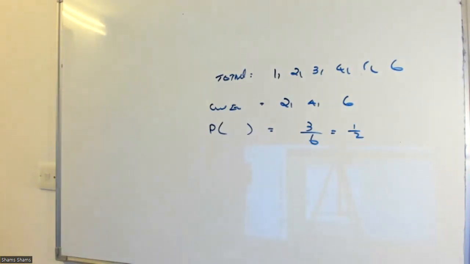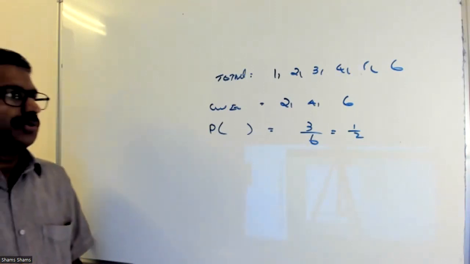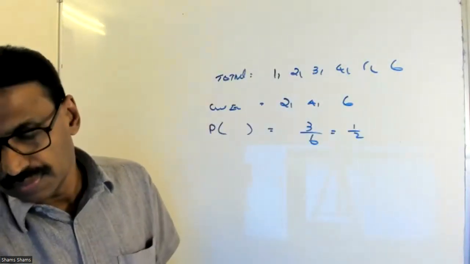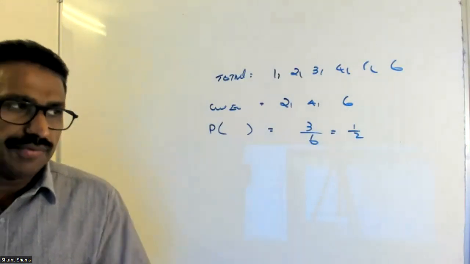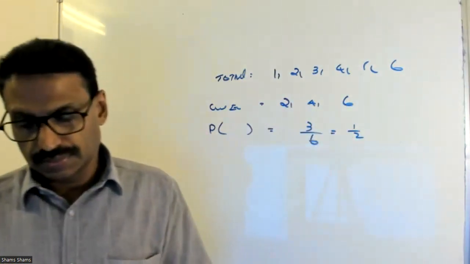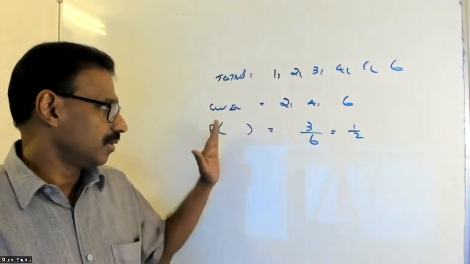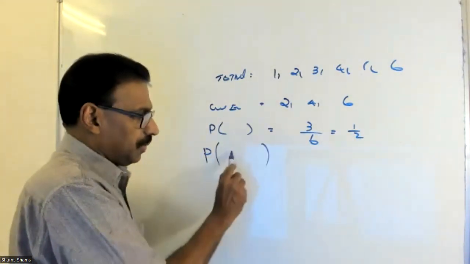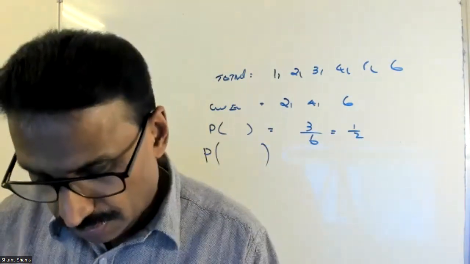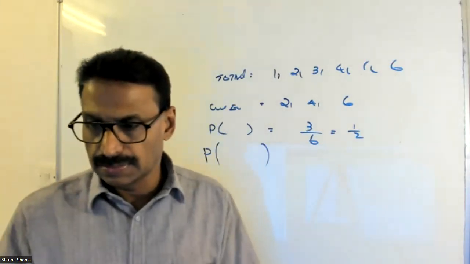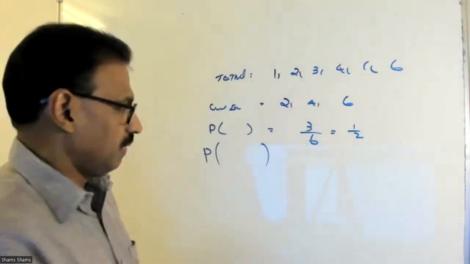Total outcomes equal to 1, 2, 3, 4, 5, 6. Okay. Then next line, getting an even number: 2, 4, 6. Then next line, P means probability. You write in brackets, probability of getting even number equal to 3 divided by 6. That is 1/2. Clear or not? First question clear? Yes, sir. Very simple. Muhammad Hafiz, is it okay? Yes.